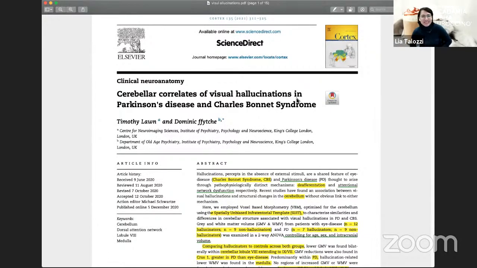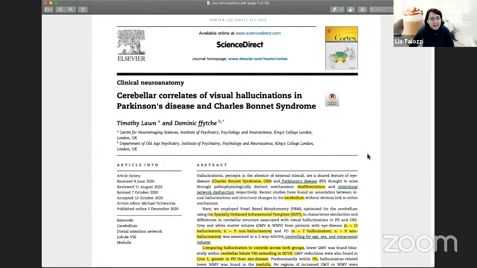Again, I am curious about this visual hallucinations process in our brain. There was this paper published in Cortex last week by Timothy Lone and Dominic Seitz. So I was curious, and I read about that. And this time we are focusing on Parkinson's disease and the Charles-Bonnet syndrome.